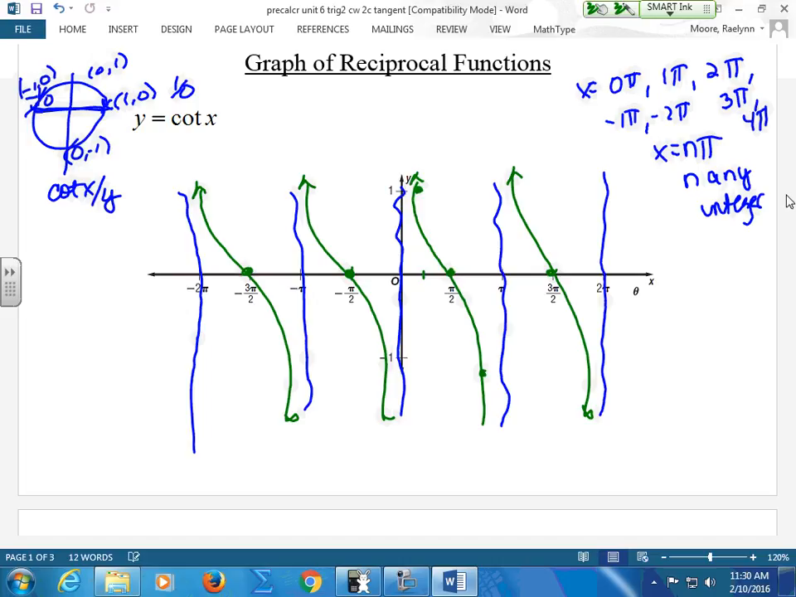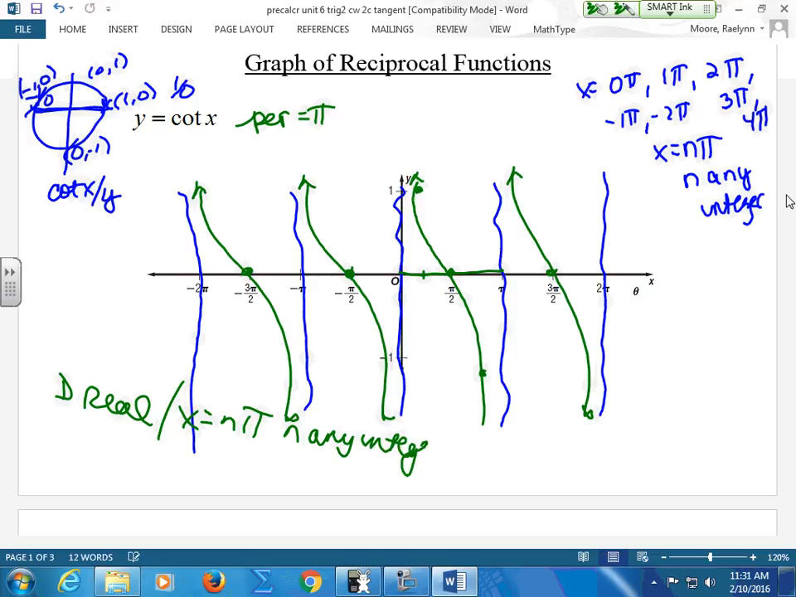Almost there. So the period again of my cotangent curve is pi. It's kind of more obvious now because it's between 0 and pi, right? Okay, so we're going to define its domain as real, except when I hit those asymptotes, n pi, where n is any integer. What's the range? All real numbers. I can hit any number on my cotangent.